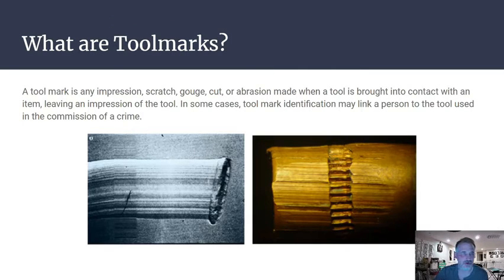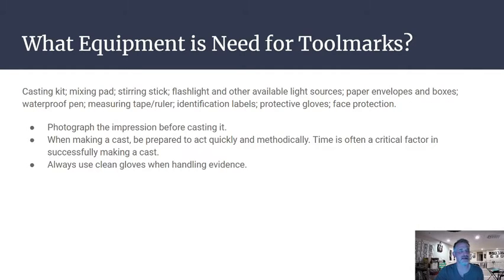This will be a little bit shorter than firearms, but a tool mark is any impression, scratch, gouge, cut, abrasion made by a tool that is brought into contact with an item, a surface. It could be in wood, could be in another metal surface. It usually leaves an impression of the tool. In some cases, tool mark identification may link a person to a tool used in the commission of a crime. Sometimes they can even be individualized again.